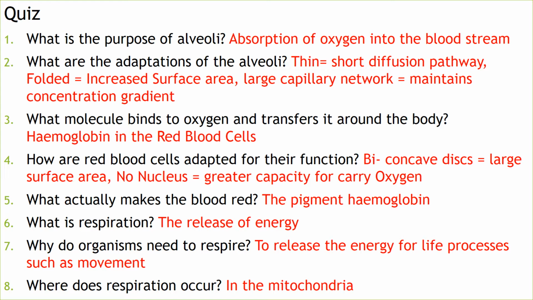What are the adaptations of our alveoli? Now, there are lots of things you could have put here, so let's look at the 3 that we're trying to make sure that we get each time. They're thin, so therefore there is a short diffusion pathway. They're folded, which increases our surface area, and they have a large capillary network which maintains our concentration gradient. So there is always movement from high to low.